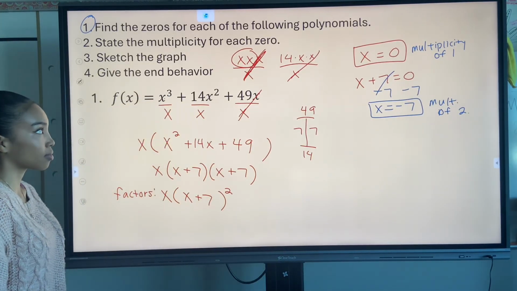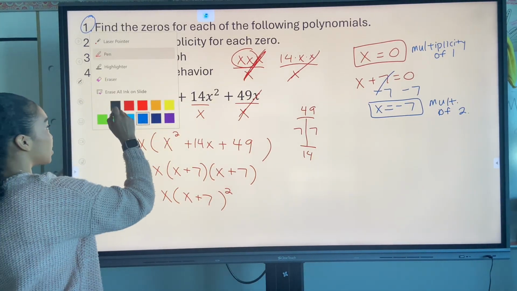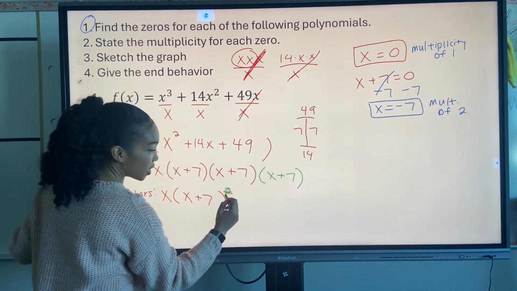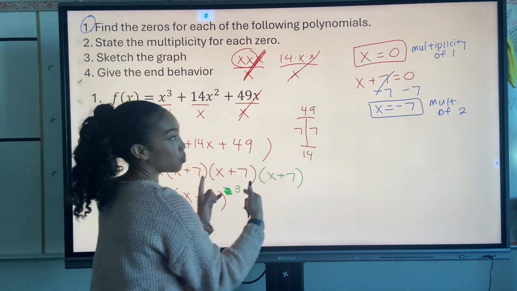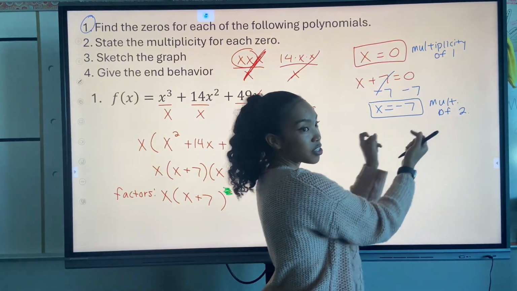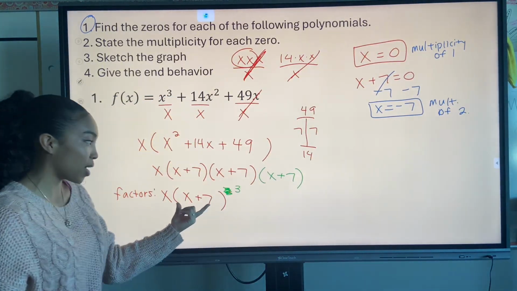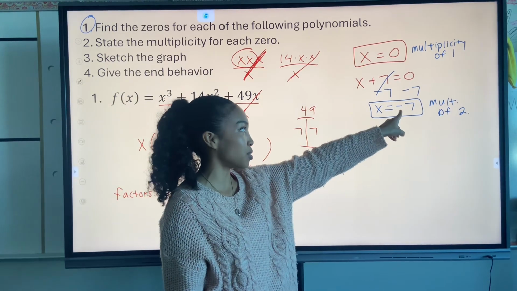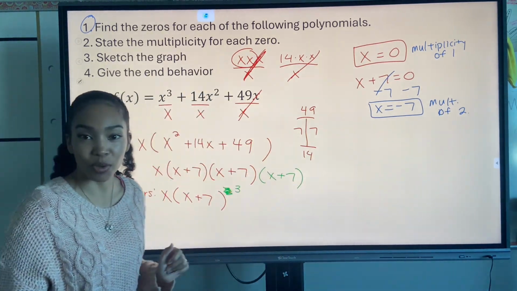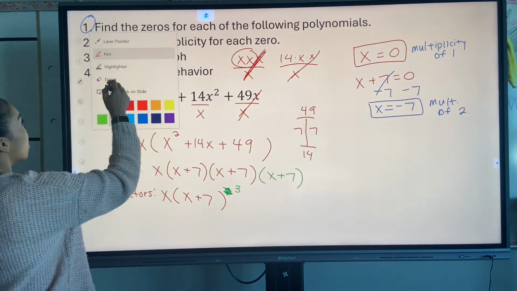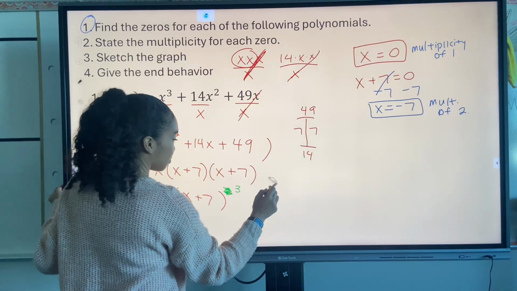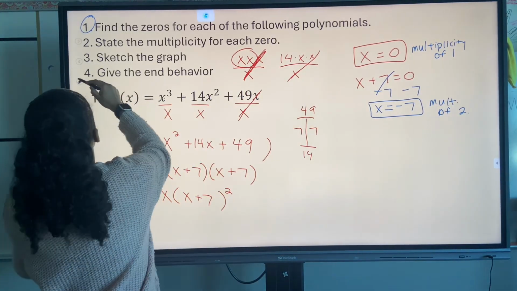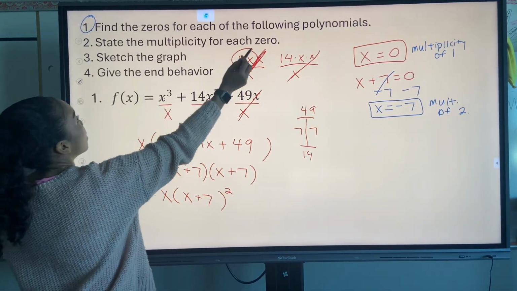Okay? Now, let's just pretend here. Let's say I had a third x plus 7, so that this would be not a squared, but a 3. This would be multiplicity of 3, because there's 3 factors that have x plus 7, and they give you x equals negative 7. Does that make sense what multiplicity means? Okay. All right, so let me erase this example. All right, so we stated the multiplicity.